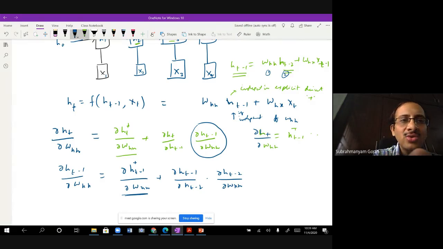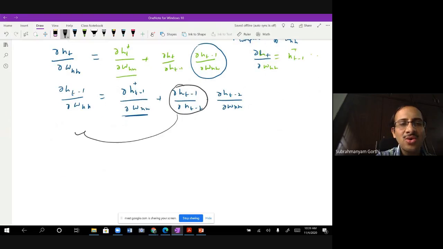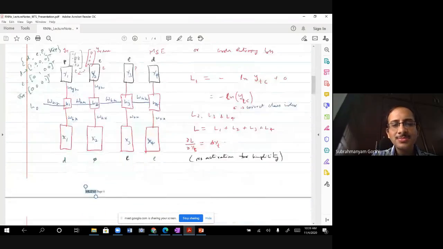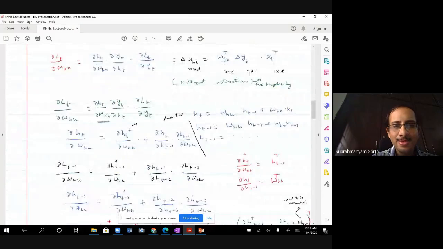Again, now what should I do? This is again a problem, so I can't just leave it like this. So this I again have to expand. Like this I keep expanding, and finally I will put all of them in one expression for writing ∂h_t by ∂W_HH. So I have done all that, and you can see the result here.